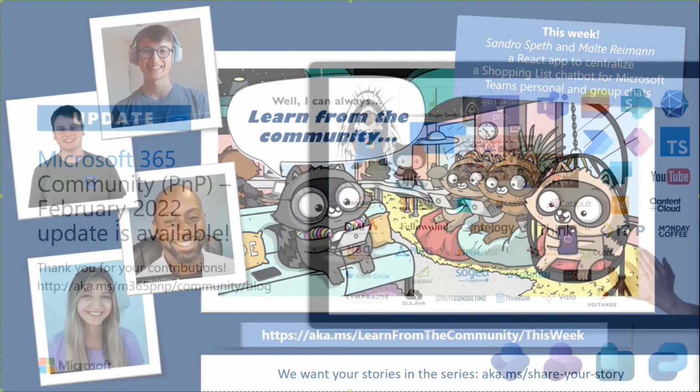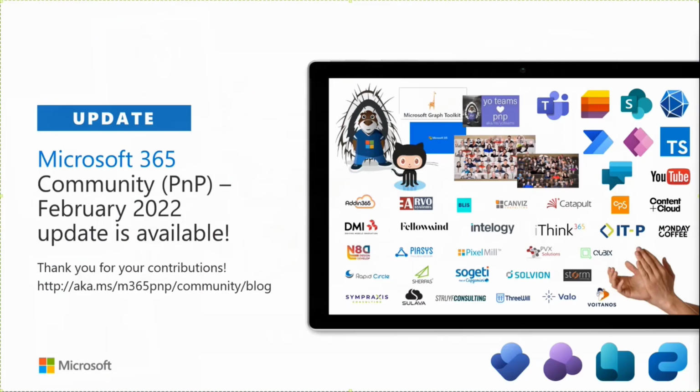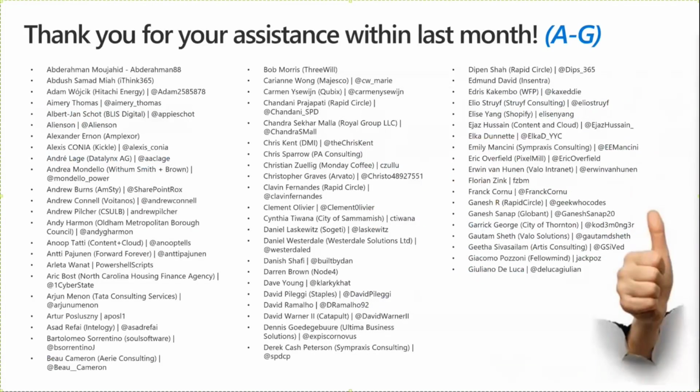Now, as mentioned, we also wanted to cover quickly the monthly summaries and monthly contributors this week. So we publish the monthly community summary once a month, and then one of these weekly calls always covers what the changes are. This is a summary which went live last week in our community blog at aka.ms/m365pnp/community/blog. And there were a lot of contributors again last month within our community channel.